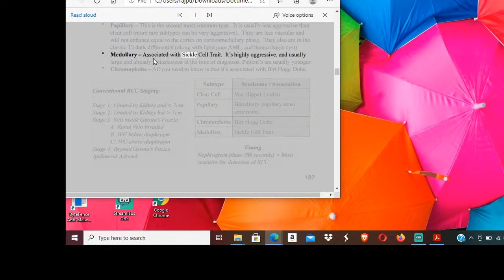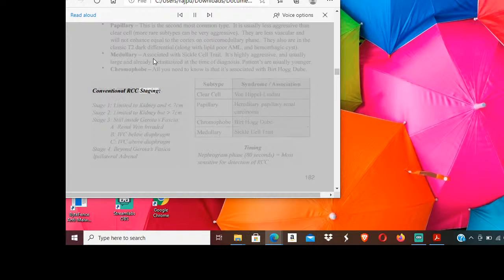Medullary: associated with sickle cell trait. It's highly aggressive and usually large and already metastasized at the time of diagnosis. Patients are usually younger. Chromophobe: all you need to know is that it's associated with Birt-Hogg-Dubé.